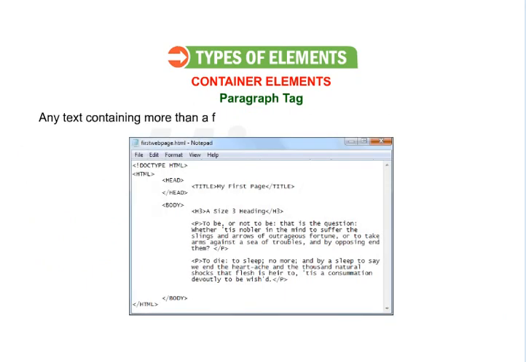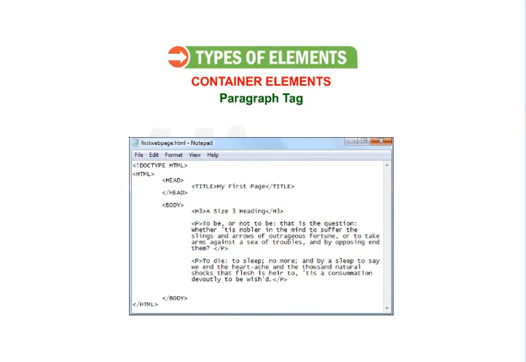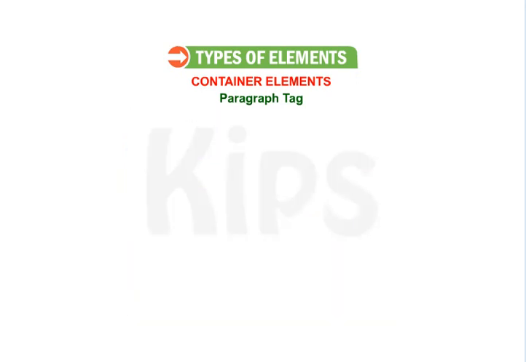Paragraph tag. Any text containing more than a few lines should be given inside the paragraph tags. The P tag offers a way to structure the text into different paragraphs. Each paragraph of text should be given between the opening P and closing slash P tags. A paragraph can be aligned using the attribute named align. Various attributes of a paragraph element are as follows.